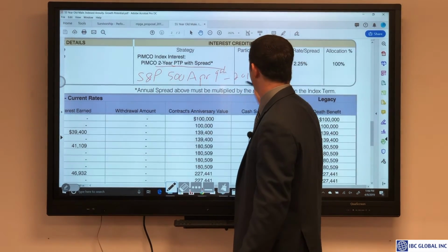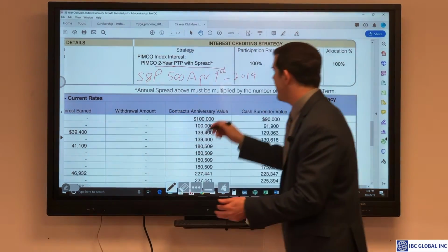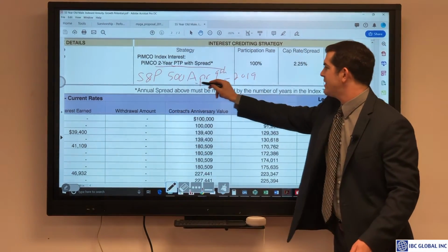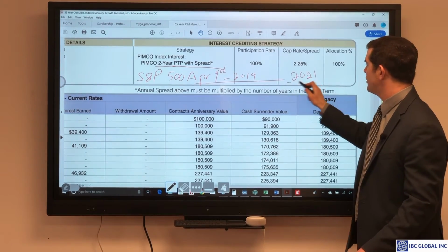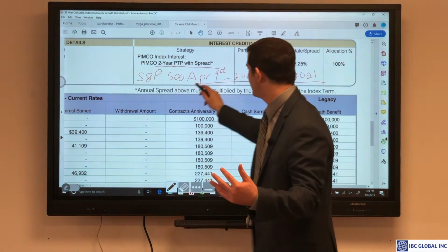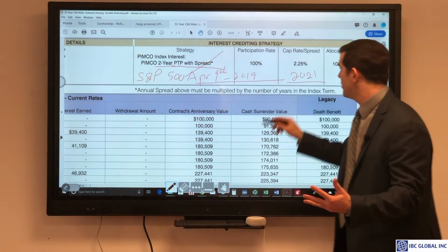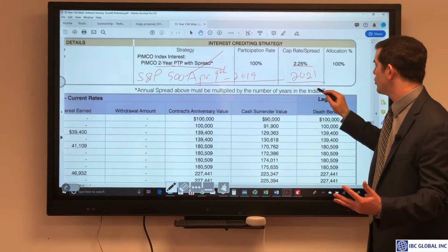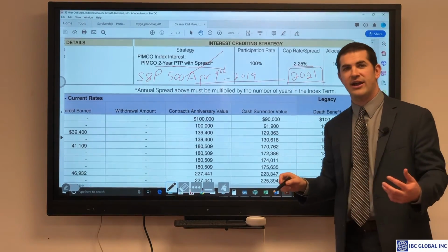2019. They're going to look at what the S&P 500 is at today. And then, April 9th, 2021, they're going to say, okay, here's how much the account grew by, or here's how much the S&P increased by. You'll get all the gains, minus the 2.25% spread.